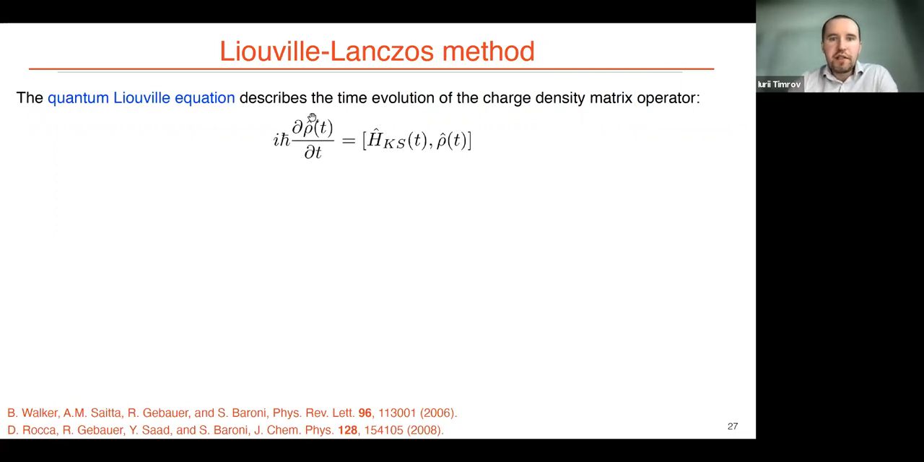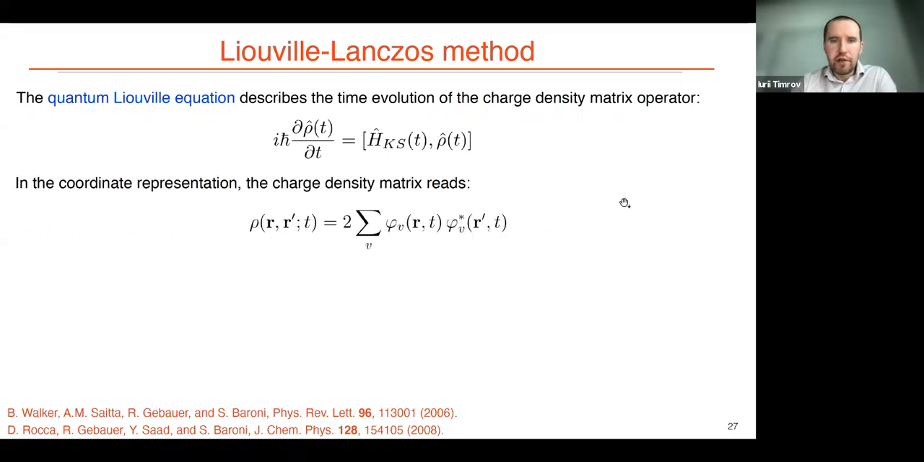For this object, rho with a hat of t, we write the so-called quantum Liouville equation, where on the left we have the time derivative of this matrix operator rho. And on the right, we have a commutator. The square bracket for two objects is the notation for the commutator. And we have the Kohn-Sham Hamiltonian, which is also an operator depending on time, and again rho of t, which is the matrix operator. Now we want to solve this equation.